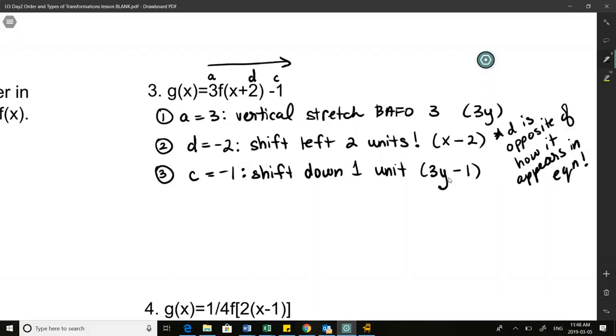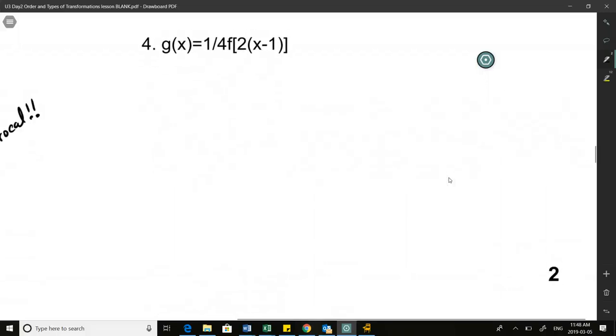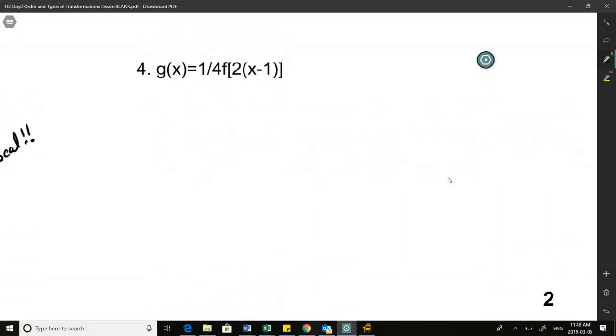Any questions on this one? Okay, let's try another one. What do we have here out of A, K, D, C? 1/4 is A. Bonnie, what else? D?